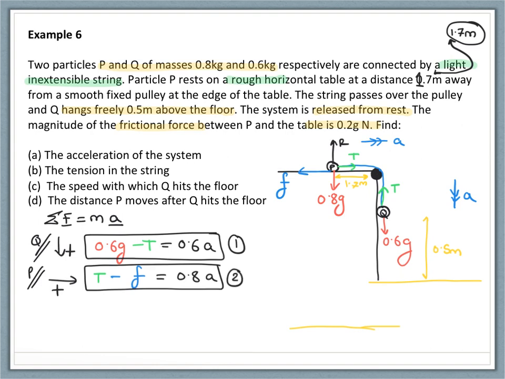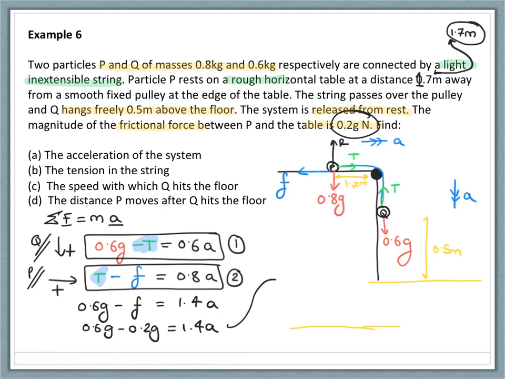And we're going to add these two equations together because, of course, as we've done previously, this will allow us to cancel out the plus and the minus T. So adding these together, we have 0.6g minus friction equals 1.4a. But of course, we know the friction is equal to 0.2g. So we can fill that in. This then allows us to calculate the acceleration, which works out very neatly to be an exact 2.8 meters per second squared. Substitute back into either equation.